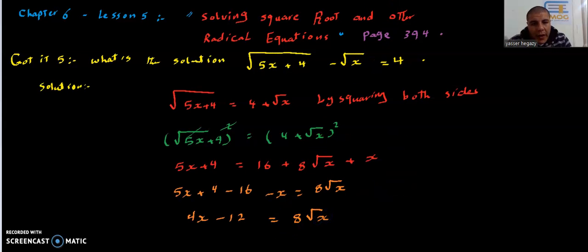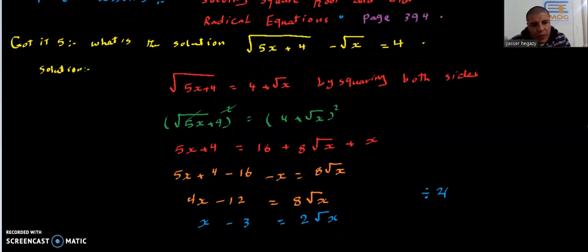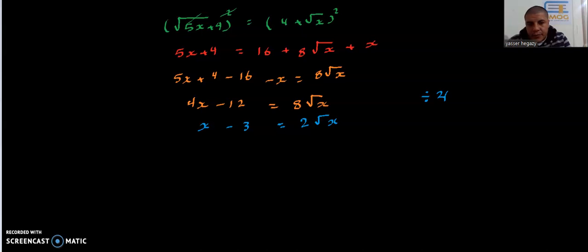Here, by squaring both sides, when we square it, so the first one, 4x, or I have another idea to make it simpler. Here, divide by 4. 4x divided by 4 will be x, minus 12 divided by 4 equals 3, equals 8 divided by 4 equals 2 the square root of x. Now it's easier for me.